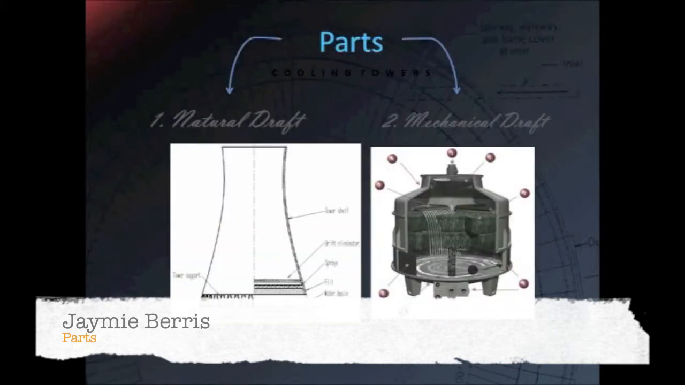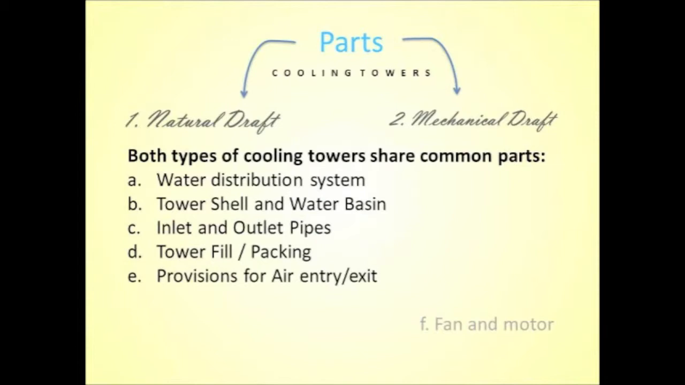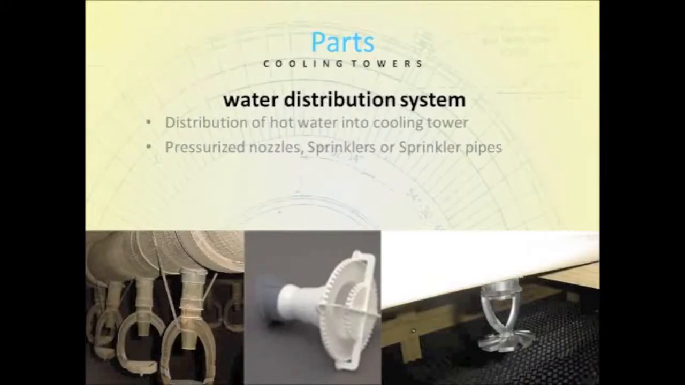For the parts of the cooling tower, both natural draft and mechanical draft share common parts. These are the water distribution system, tower shell and water basin, inlet and outlet pipes, tower fill or packing, and the provisions for air entry or exit. For the water distribution system, this allows the entry and distribution of hot water into the cooling tower. This can either be pressurized nozzles, sprinklers, or sprinkler pipes.